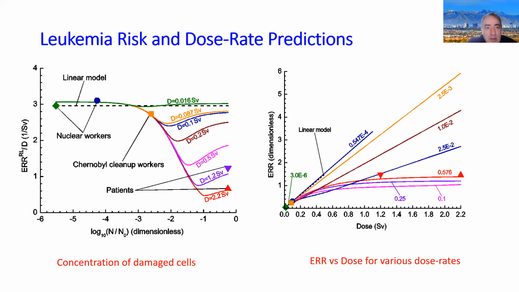Here are some predictions for leukemia risk and dose rate. The left shows the risk versus the concentration of damaged cells in comparison to different populations, and the right graph shows risk versus cumulative dose at different dose rates. So what we're saying is that the linear model, based on the extrapolation from high to low doses, overestimates, and that the error will increase as the dose rate is increased.